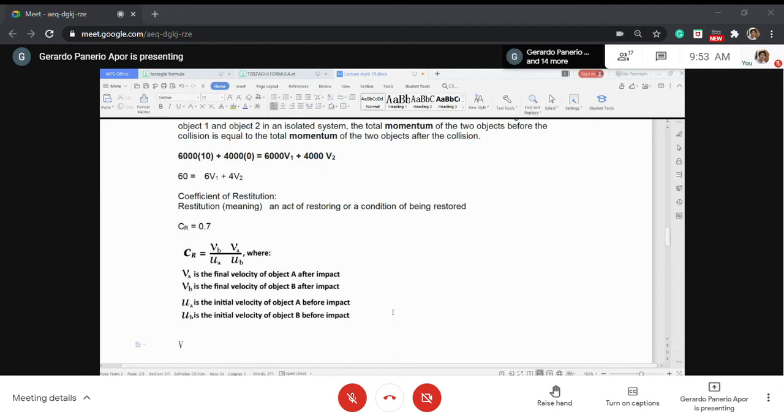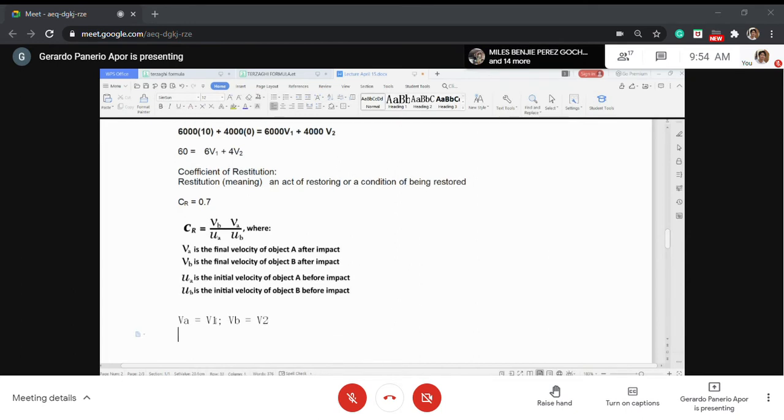So if V sub A is the final velocity after impact, we call this V1. And V sub B is the final velocity of object B after impact. Object B is car number 2, so we call that V2. We put these into subscript.